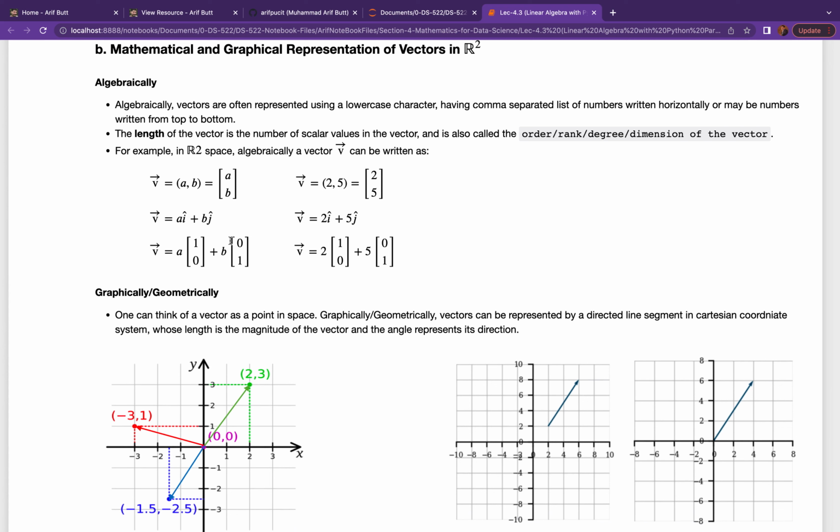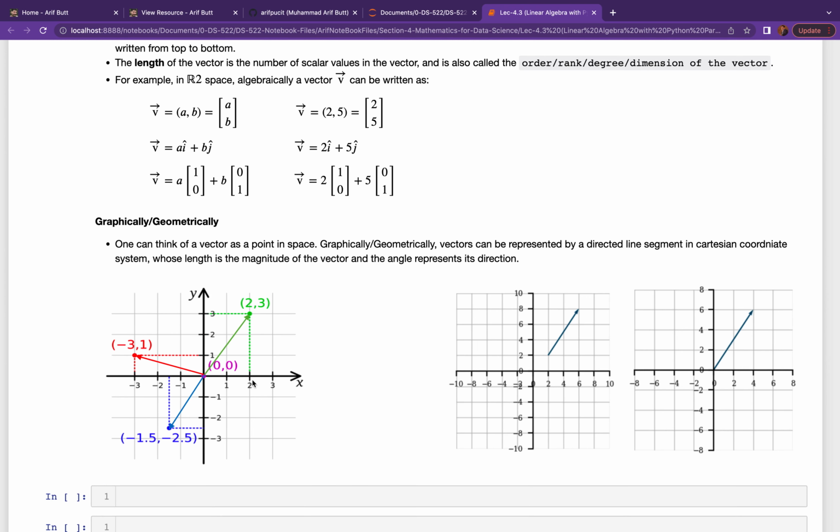Well, algebraically, a vector is represented using a lowercase alphabet having a comma separated list of numbers written horizontally or maybe from top to bottom like this. Another way of writing a 2D vector is as a sum of scalar multiples of unit vectors. We will talk about unit vectors soon. For the time being, just remember this i hat is a unit vector in the direction of the positive x-axis, while this j hat is a unit vector in the direction of the positive y-axis. And let us understand this using the 2D Cartesian coordinate system as well, as shown in these three figures.